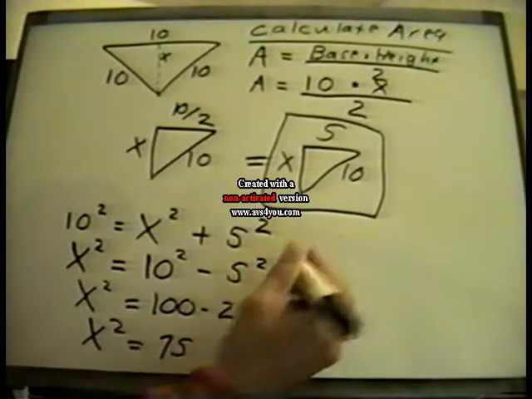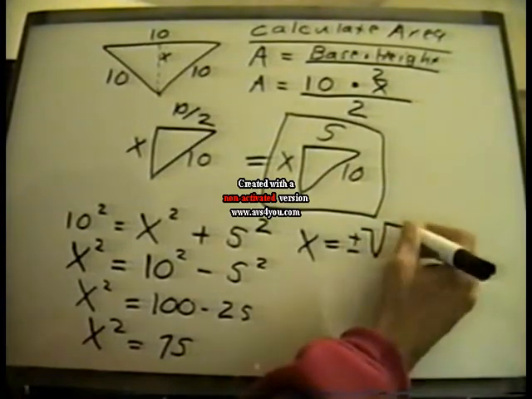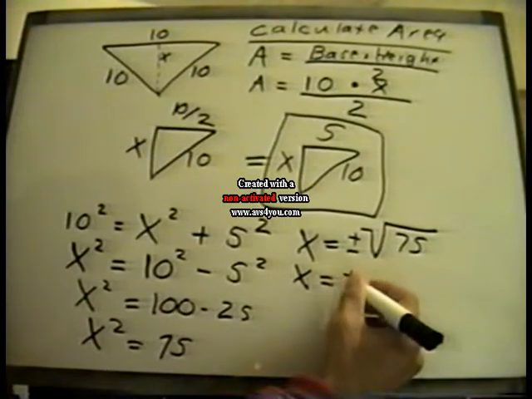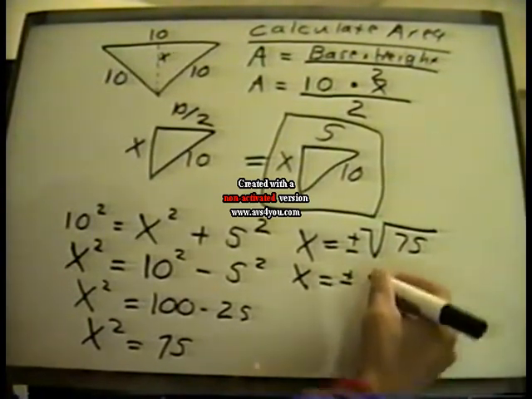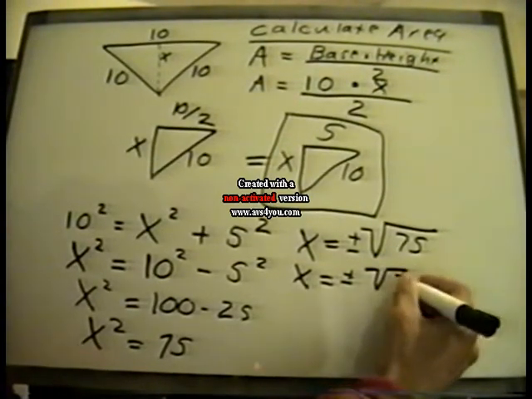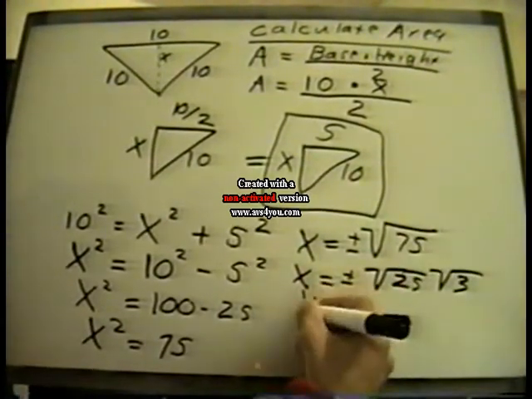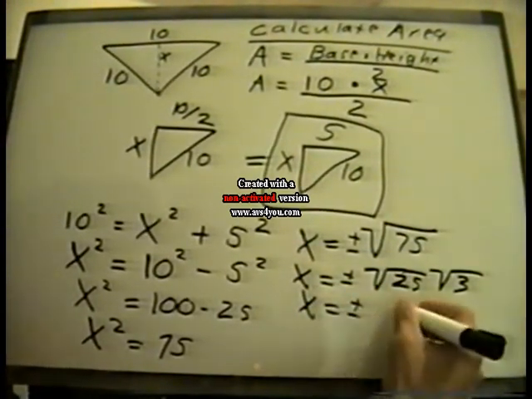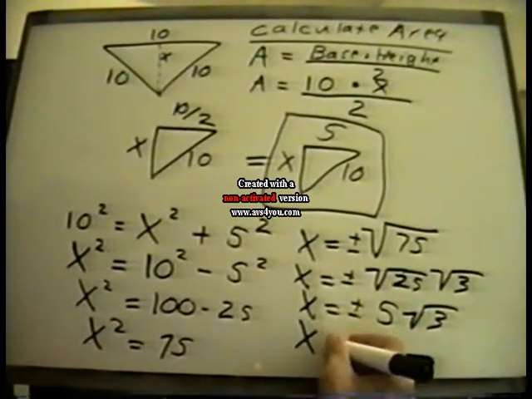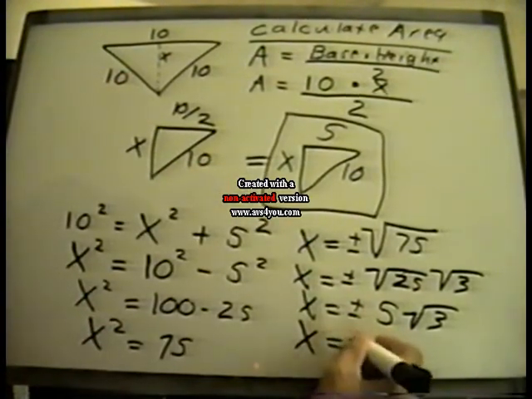Minus 25. x squared is equal to 75. So applying the square root principle from this point, you get x is equal to the positive or negative square root of 75. Okay, x is equal to the positive or negative square root of 25 times the square root of 3. x is equal to the positive or negative 5 times the square root of 3.